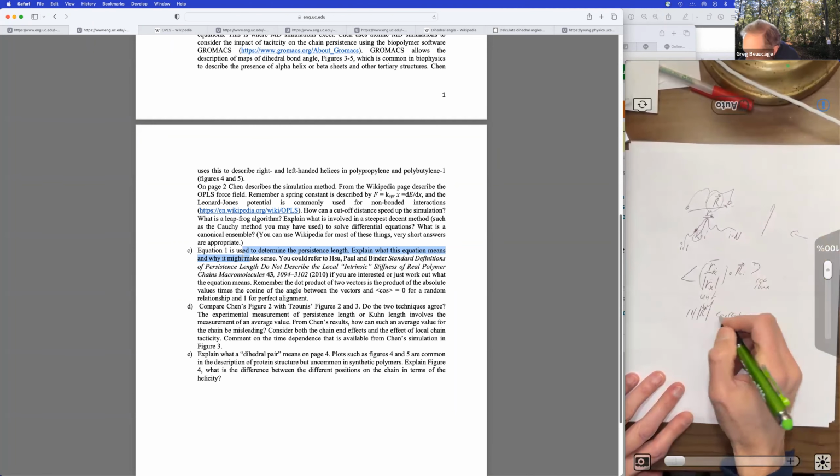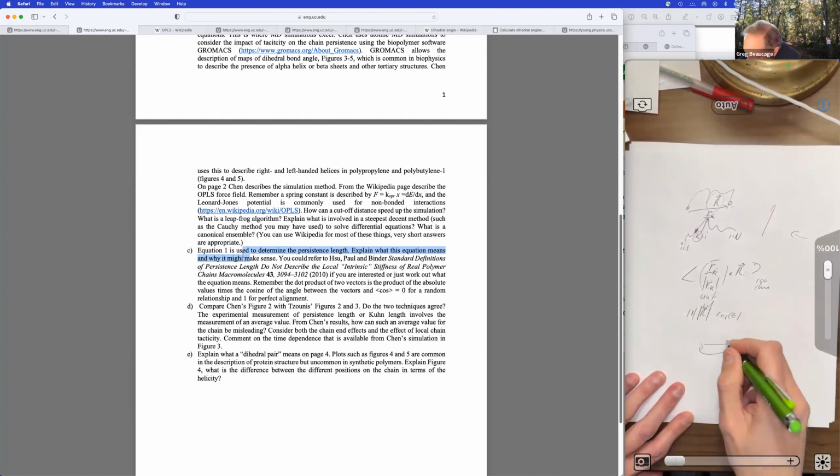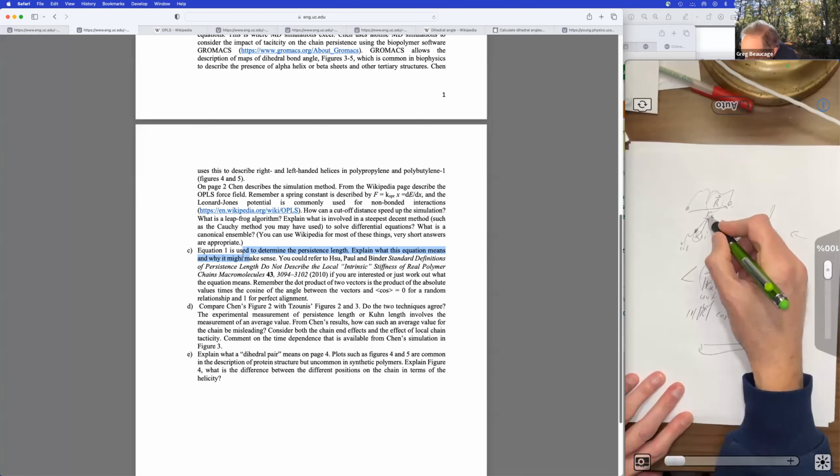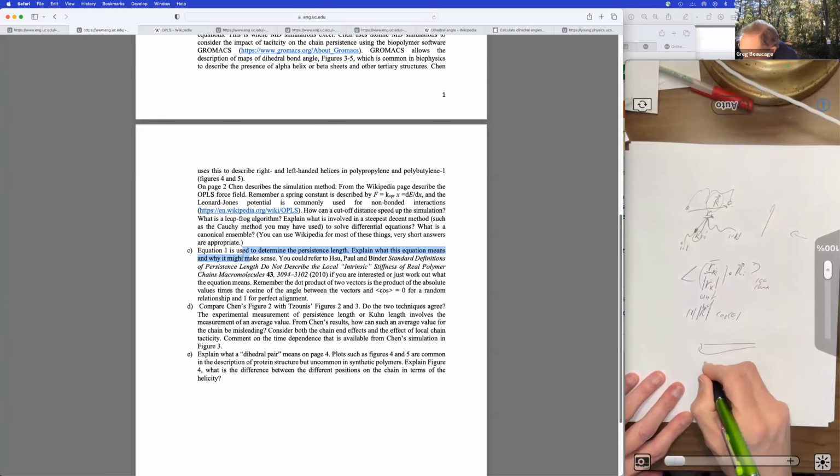All right, so the end-to-end distance. If your chain's a rod, then all these r vectors are parallel to that. So the angle is 0. The cosine of 0 is 1, so you just get r. So for a rod, LP equals r.